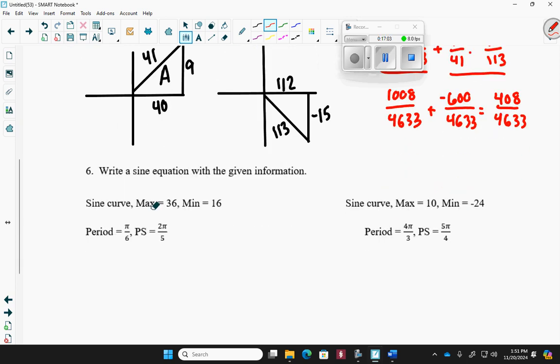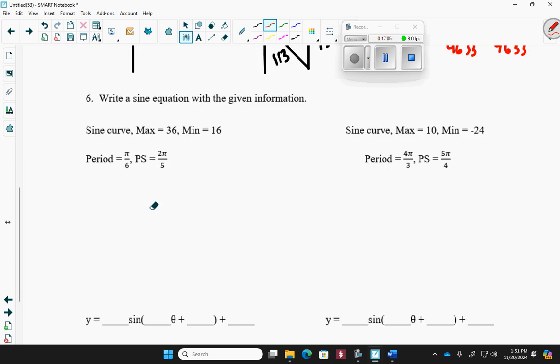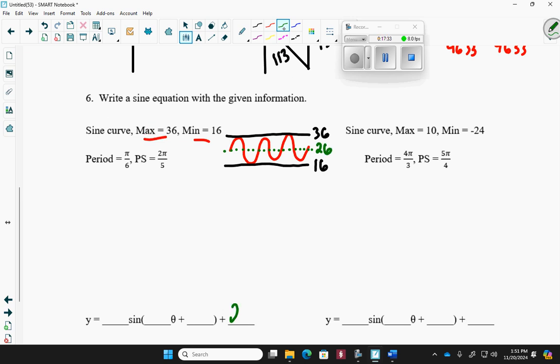All right, so write a sine equation with the given information. What we're given is max and minimum. Now remember, guys, your sine function is going to kind of look like that, right? So the very top is 36. The very bottom of the graph is 16. So right in the middle is where our midline would be. So add 16 and 36 together and just average the two, and you end up with 26. That is where that's going to go.